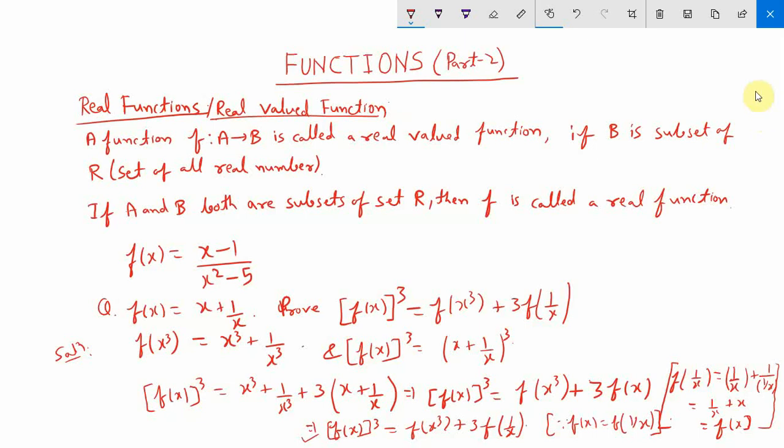So let me clean this. We will see another problem.